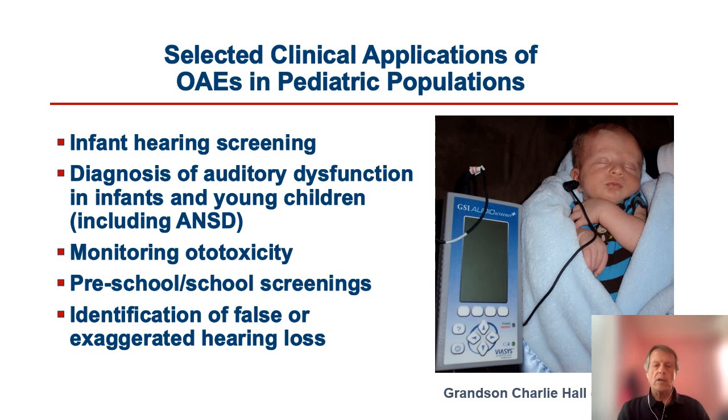Now, we've talked about some of the applications of OAEs. Of course, they can be used for hearing screening, but they're extremely valuable in the diagnosis of auditory dysfunction. They're very useful in monitoring patients for ototoxicity because all ototoxic drugs will affect the outer hair cells or affect the cochlea in some way. They're also useful, and we're not talking about that really today, in preschool screenings and school-age screenings, and of course, as I've already mentioned, in the diagnosis of false or exaggerated hearing loss.